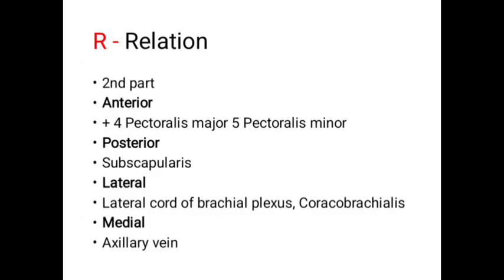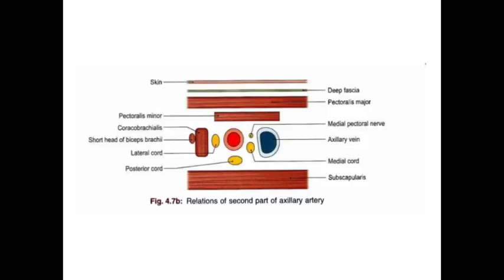Now for the second part of the axillary artery, the anterior relation is plus. The plus there represents the skin, the superficial fascia, and the deep fascia that is also seen in the first part, plus the pectoralis major and pectoralis minor. The posterior relation is the subscapularis. The lateral relations are the lateral cord of the brachial plexus and the coracobrachialis. The medial relation is the axillary vein.